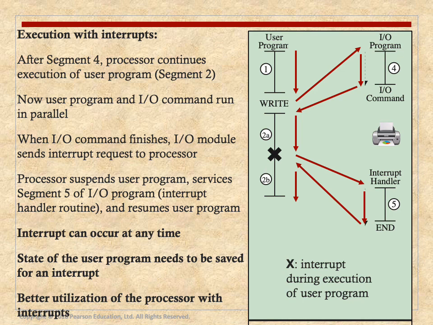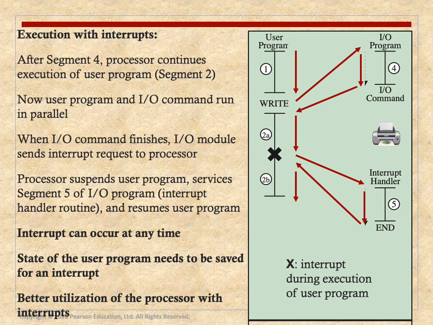At one point, the printing job will be done. And then the input and output module that is in charge of the printer will send a so-called interrupt signal to the processor. The point in time when the interrupt signal arrives is marked with a black cross here. The processor will now interrupt the execution of the user program and start executing segment 5 of the input and output program.